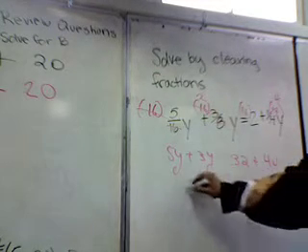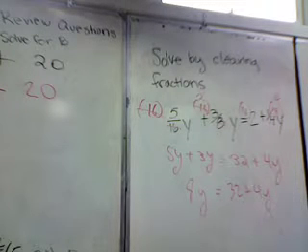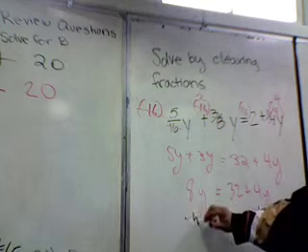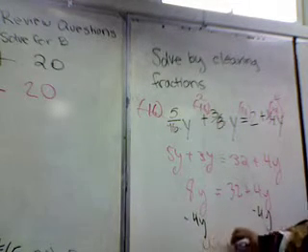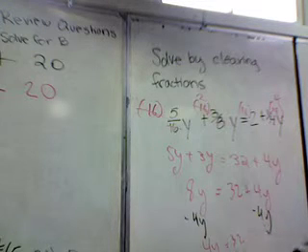And now we're left with just collecting like terms. And we subtract 4y on both sides. We're left with 4y equals 32, and y equals 8. And that's our final answer.